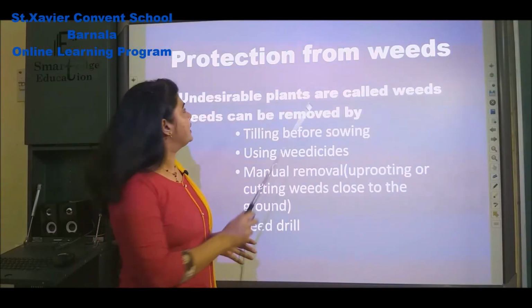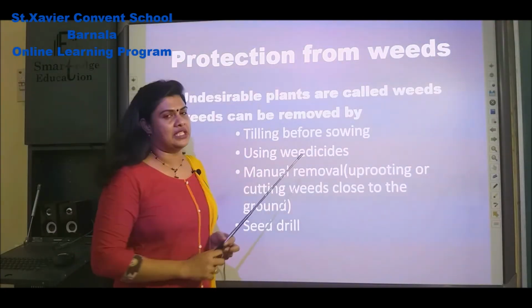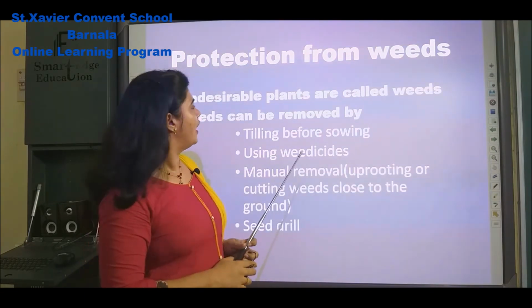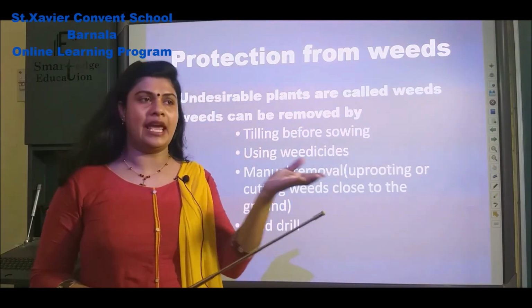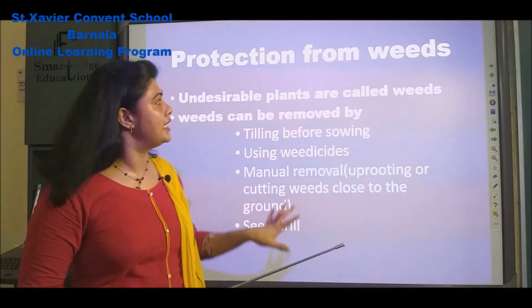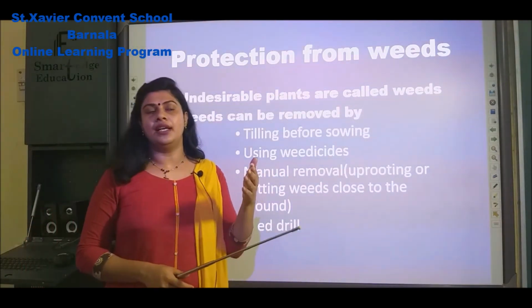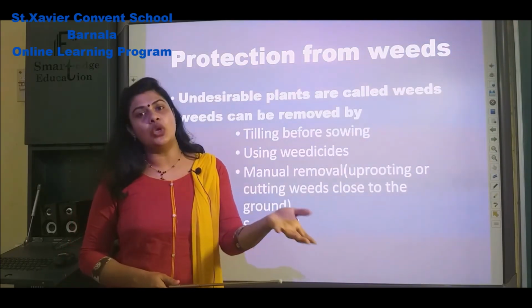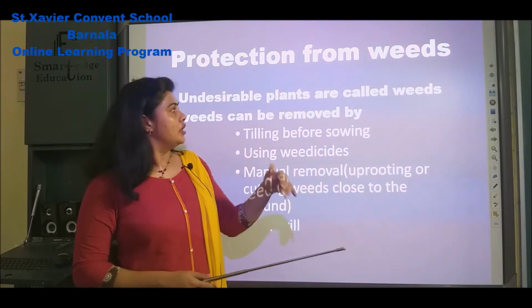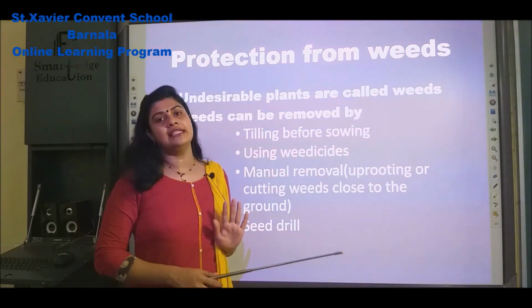Next agriculture practice is protection from weeds. What do you mean by weeds? Undesirable plants, that means unwanted plants growing along with the crop, are known as weeds. For example, in a paddy field we can see other plants also, other than the paddy. Those plants we call weeds.